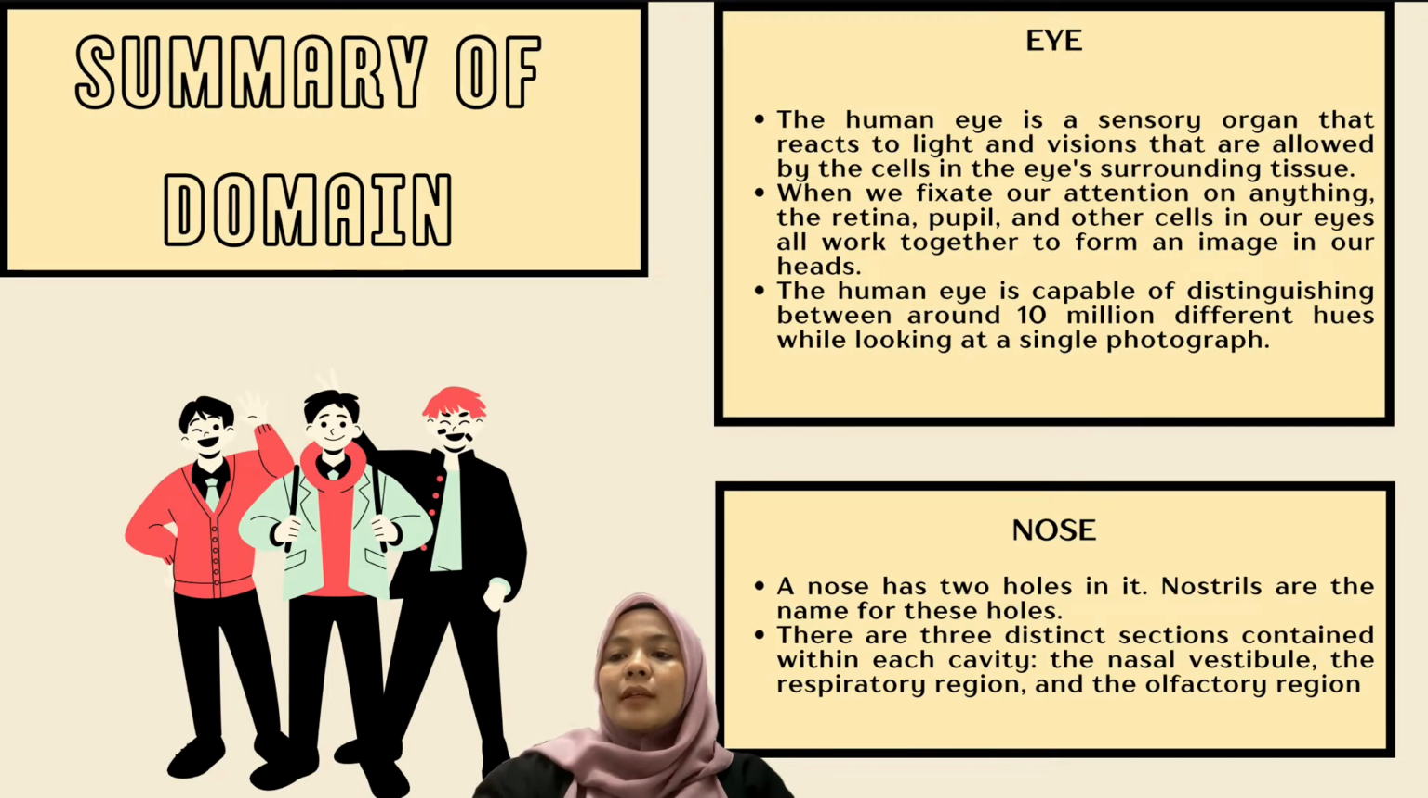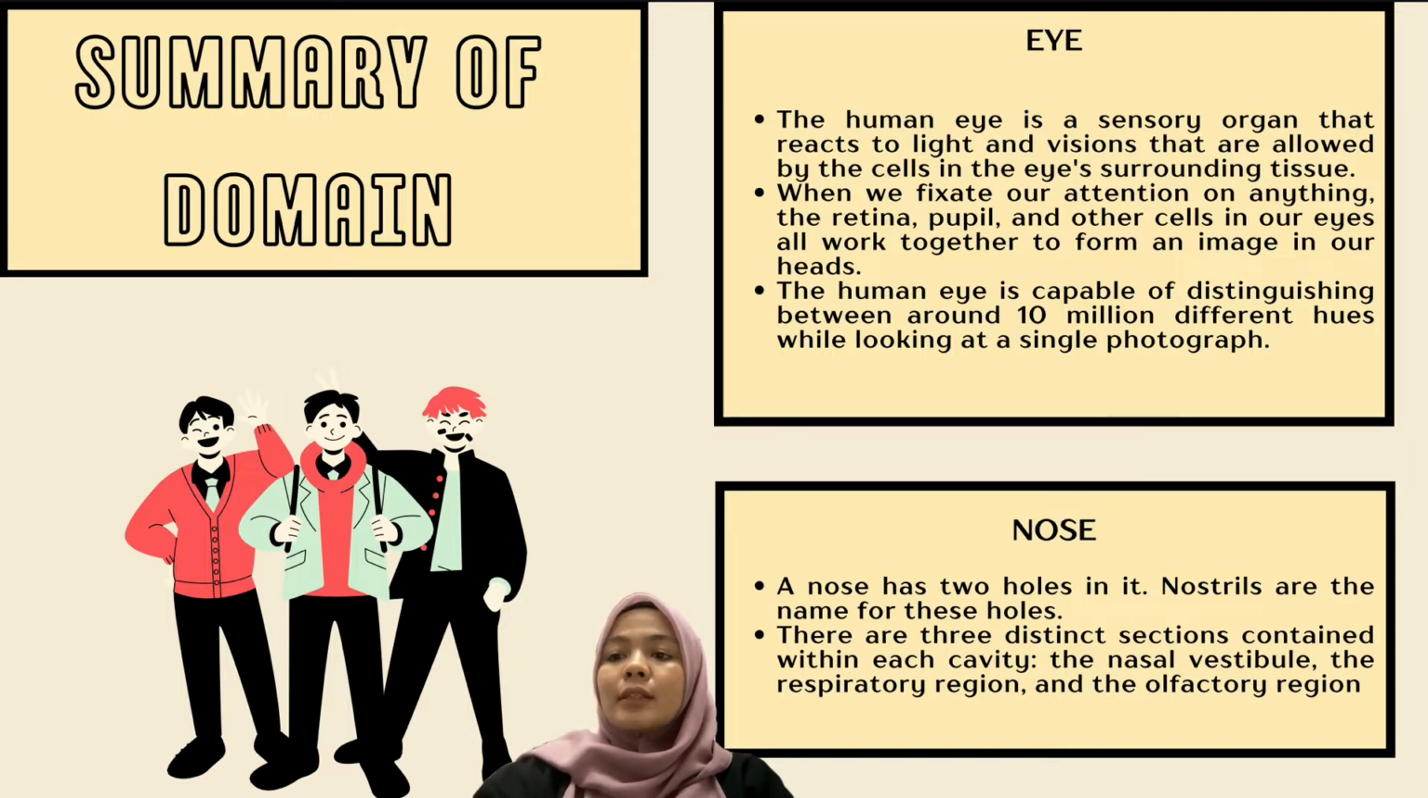Summary of domain. The first one is eye. The human eye is a sensory organ that reacts to light and vision that is allowed by the cells in the eye and surrounding tissue. When we fix our attention on anything, the retina, pupils, and other cells in our eyes all work together to form an image in our head. The human eye is capable of distinguishing between around 10 million different hues while looking at a single photograph.